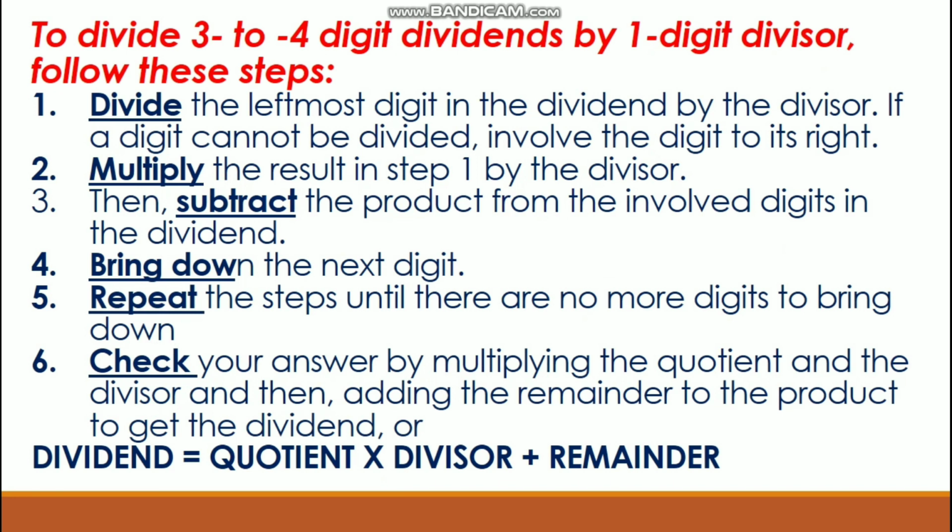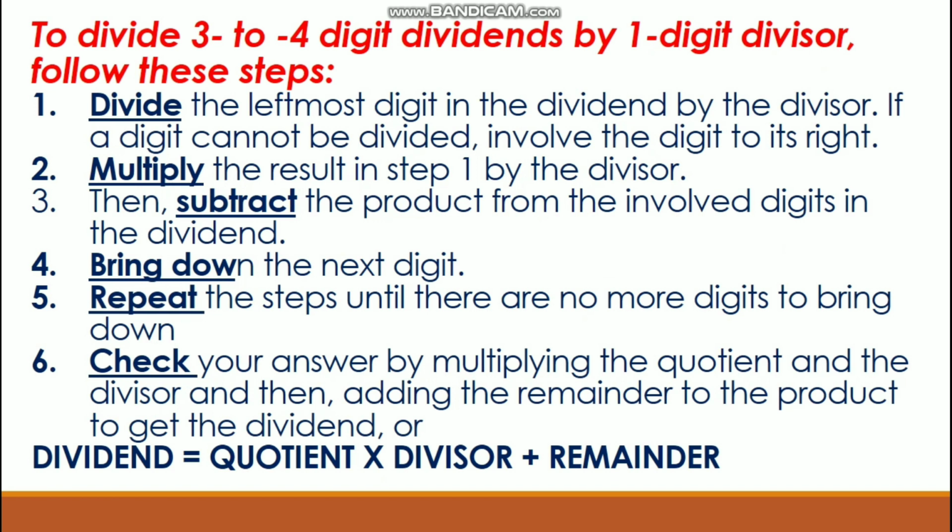Then, multiply the result in step 1 by the divisor. Subtract the product from the involved digits in the dividend. Next, bring down the next digit. As you can see, the operations involved are division, multiplication, subtraction, then bring down. So you are going to repeat the process until there are no more digits to bring down.